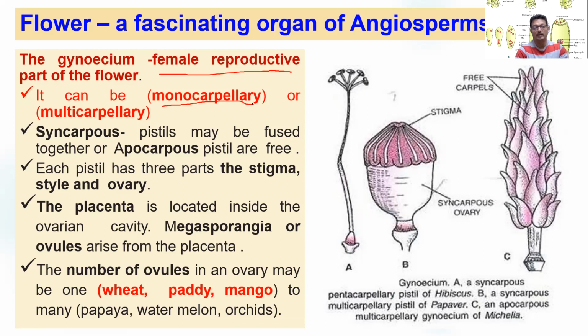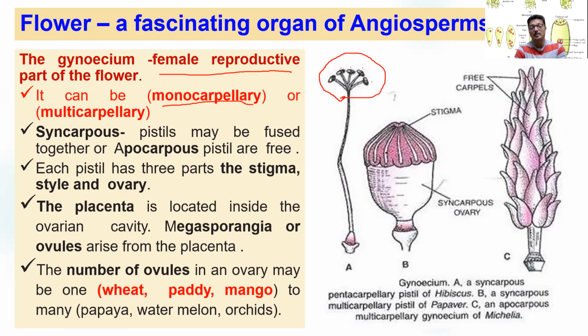Well, if it is multicarpellary, then two things can happen. Either the carpels are free or they are fused. As you can see in diagram A, what is the case? The carpels are free. So what do we call it? We call it apocarpous, right? You can count the number of carpels here: 1, 2, 3, 4, and 5. So it's pentacarpellary. You have seen it very often. Yes, you are right, it is that of hibiscus.